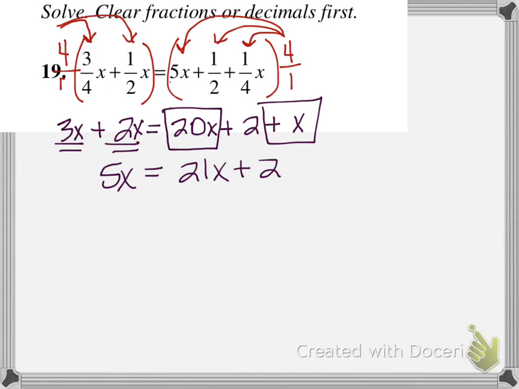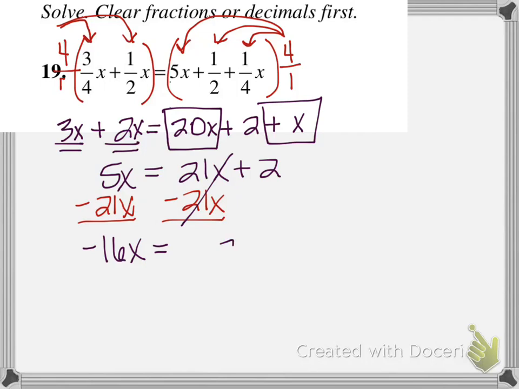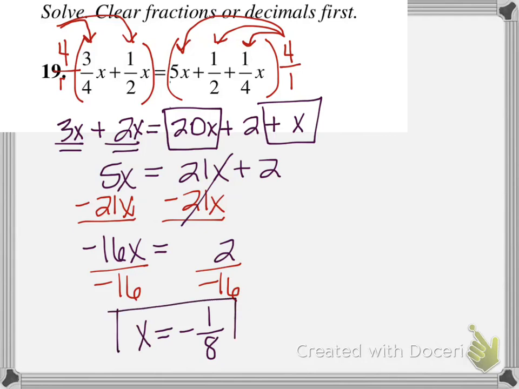So I'm going to go ahead, and I prefer for my variable to be on the left, even though it's going to create a negative for me, that's okay. That's going to give me negative 16x equals, that zeroes out, and I have a 2. And divide everything by negative 16. And that's going to leave me with x equals negative 1/8. And that would be my final answer for this problem.